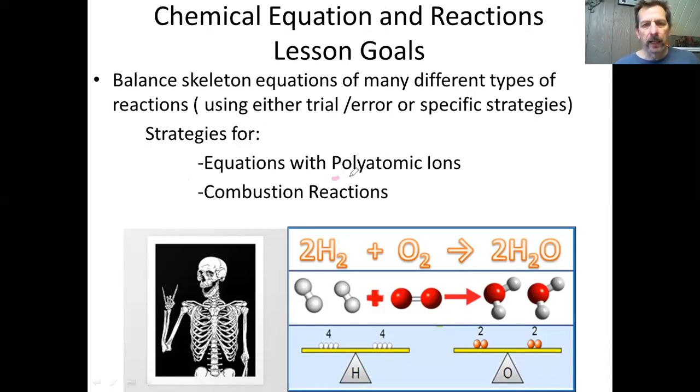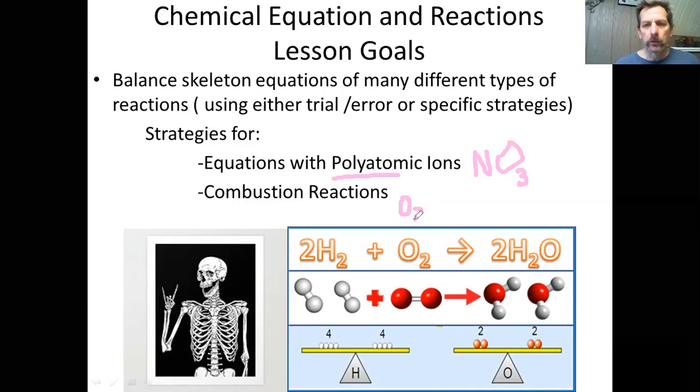So polyatomic ions, you're going to keep them as a unit. That might be something like NO3, right? An ion made of more than one atom. Combustion reactions, when you see oxygen on the reactant side, what you're going to do is balance oxygen last.